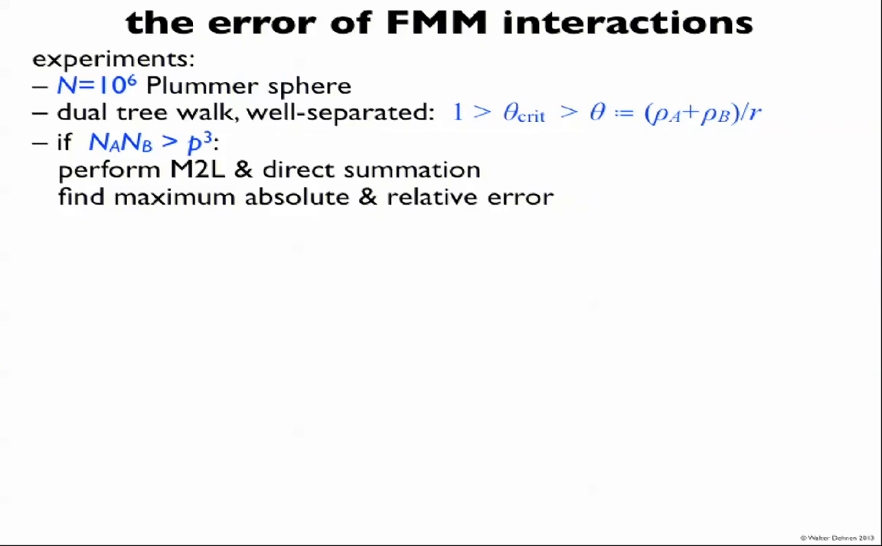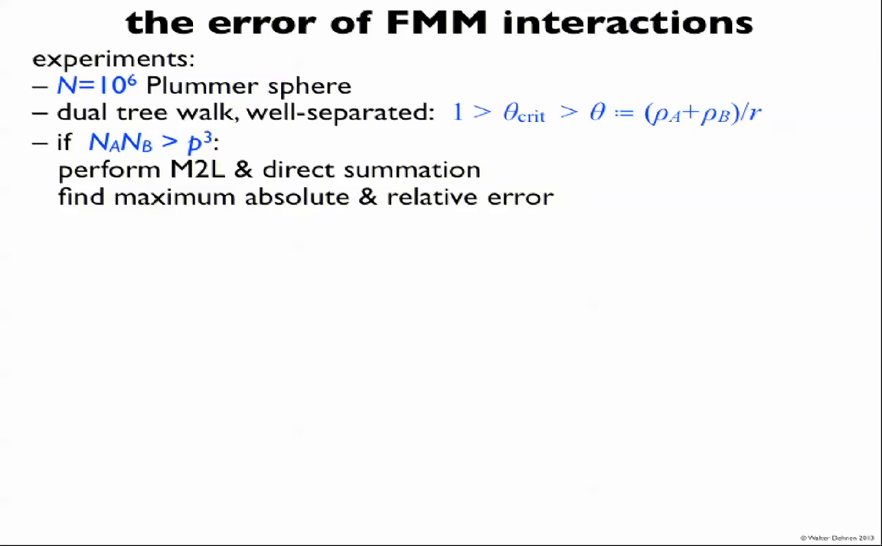Right, so I was then doing some experiments in order to see how the errors actually behave. It's a very simple experiment. I choose 10 to the 6 particles from a Plummer sphere. I use the FMM dual tree walk algorithm using a very simple multipole acceptance criterion, where you just use a critical opening angle, and that's the standard one that is used. Rho is the radius of each cell, and R is the distance between two cells. So this is essentially the standard geometric opening criterion. I only considered the FMM interaction if the number of interactions caught is larger than p cubed, which essentially means if it's less, we would not do FMM, we would use direct summation.